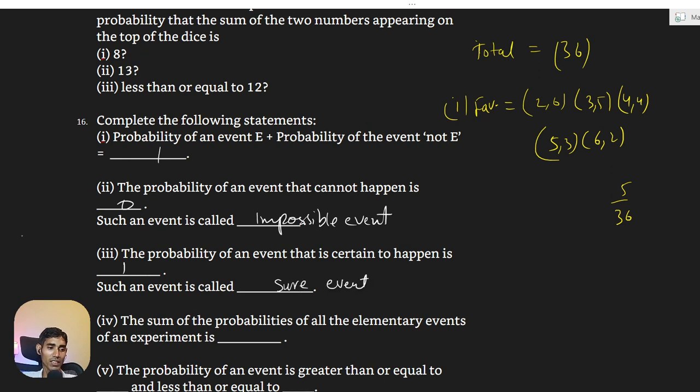I also should get a chance. Fourth. Yes, Nandita. Sir, one. Sum of all the elementary events is 1. Fifth one. I revised the whole thing today. Shrita, want to try? Is greater than or equal to 0 and less than or equal to 1.